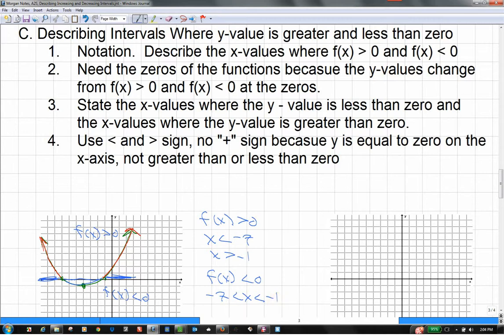Notice again, I don't ever have any equal to signs because right at the transition point, y is equal to 0, right on the x-axis. So y is not greater than 0, y is not less than 0. So I don't put any equal to signs underneath my inequalities.